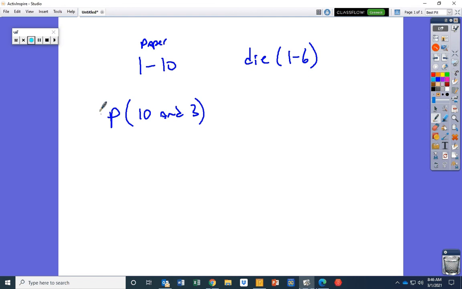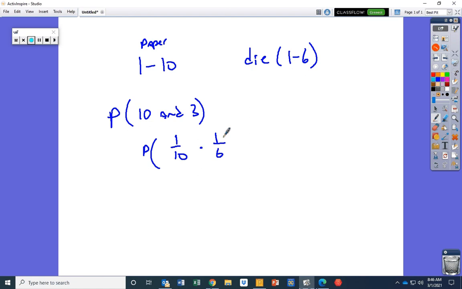What's the probability of me getting a 10, first of all? How many 10s are there on these papers? 1. 1 out of how many? 10. How many 3s are on a number cube? 1 out of how many? Out of how many? 6.